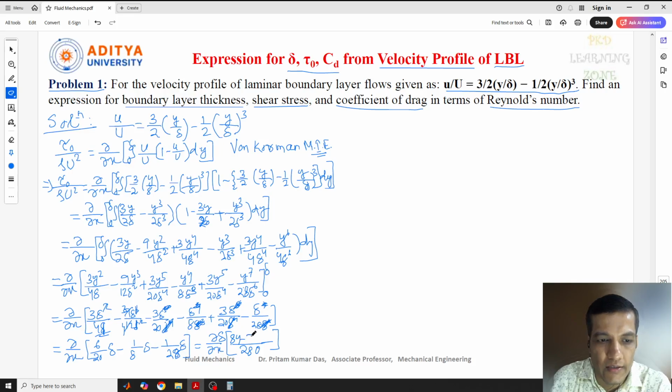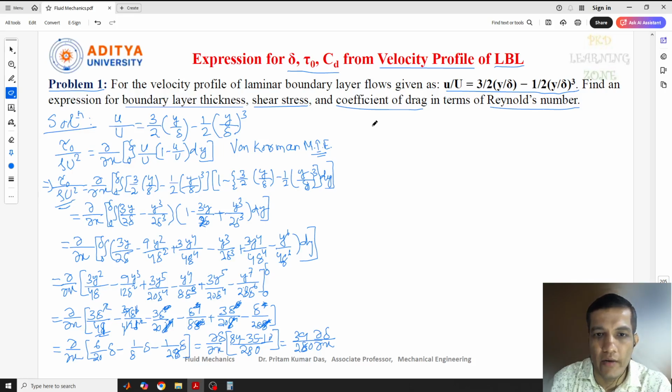And similarly this is 8 into 35, so numerator 35 minus 10. So finally if you solve this one, we'll get 39 by 280 of delta by del x. Okay, so now this one we got in terms of this value.